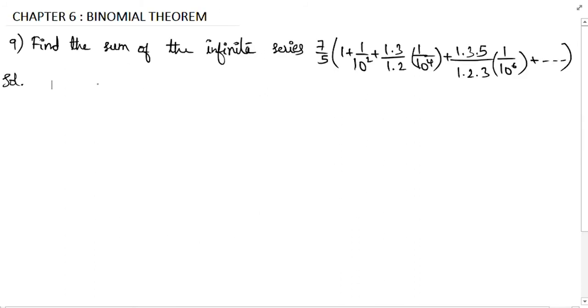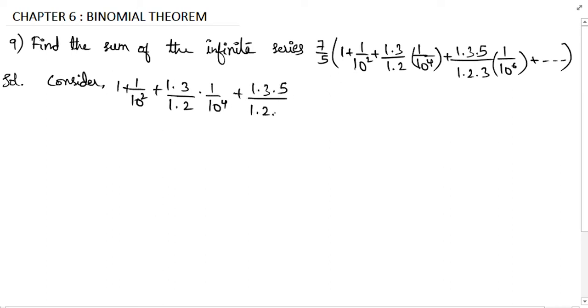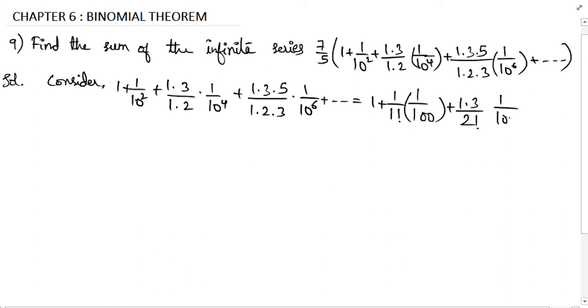So now we have to find the sum of the infinite series. The series is given. So first we will consider 1 plus 1 by 10 square plus 1 into 3 divided by 1 into 2 into 10 power 4 plus 1 into 3 into 5 divided by 1 into 2 into 3 into 1 by 10 power 6 plus so on is equal to, okay, this can be written as 1 plus 1 by 1 factorial into 1 by 100, okay, plus 1 into 3 divided by 2 factorial into 1 by 100 square, okay, plus so on.